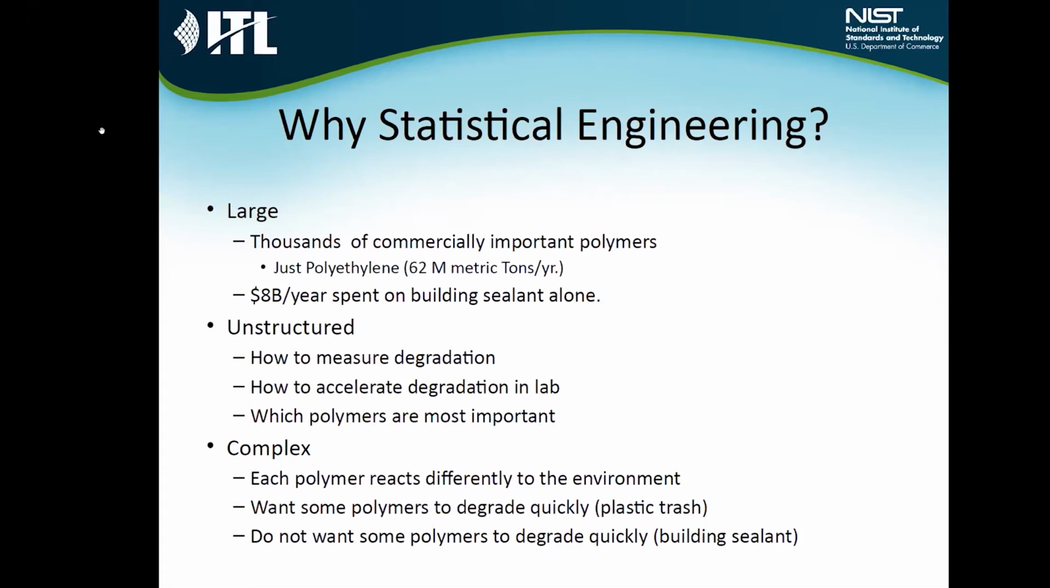It's unstructured. In the beginning, at the outset of the project, decisions had to be made about, do we attempt to tackle all polymers? Can we solve this problem for all polymers at the same time? Or do we have to pick them off piece by piece, one by one? That in itself means that which polymers you attack influence things like how do you measure degradation, or how do you accelerate weathering?